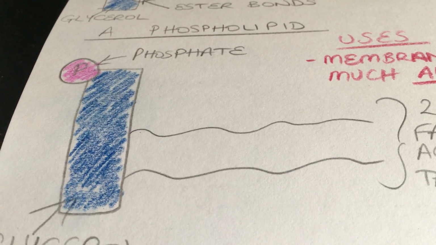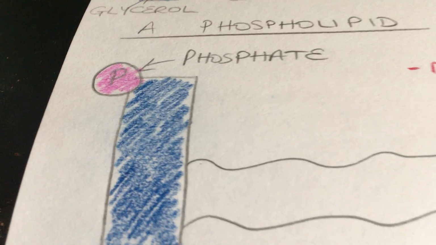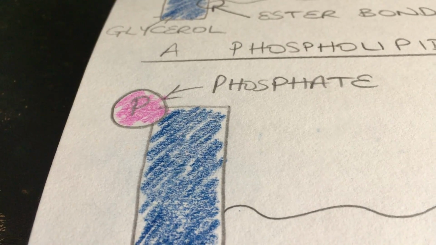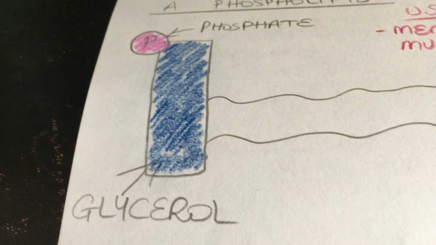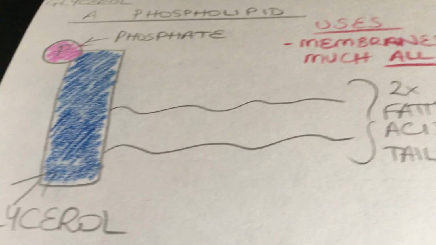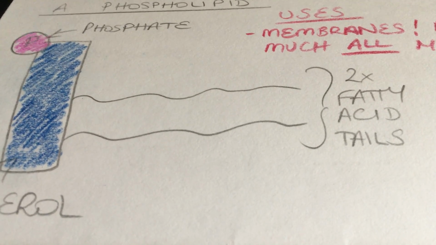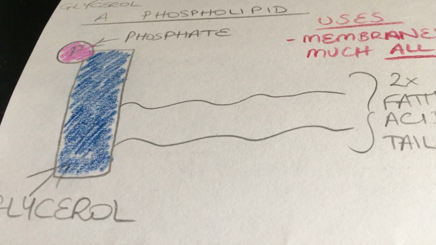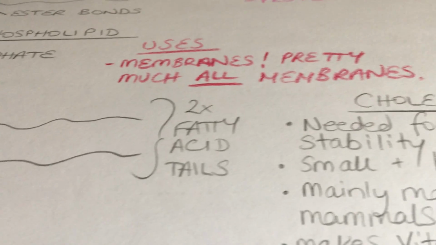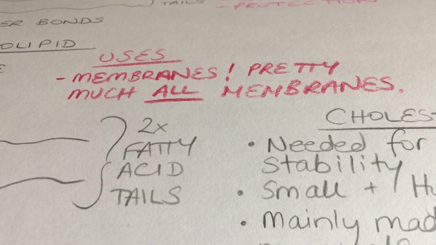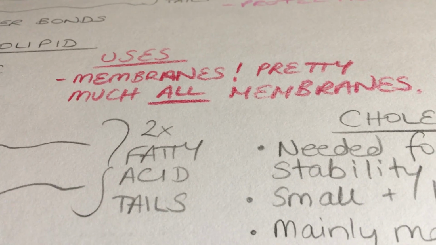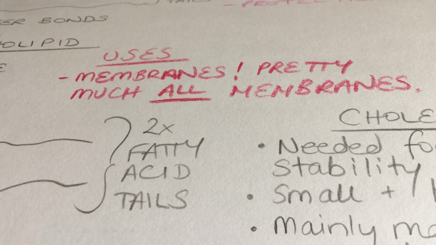This is varied compared to the triglyceride because it has a pink phosphate group at the top. It's still attached to a glycerol molecule, which is our blue rectangle, and this time we have 2 fatty acid tails, again attached by ester bonds. So it's used in all membranes. Pretty much any membrane is made up in much the same way.